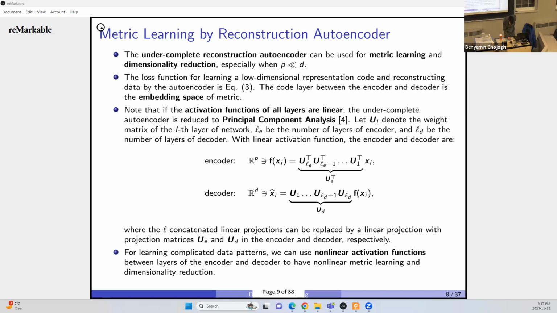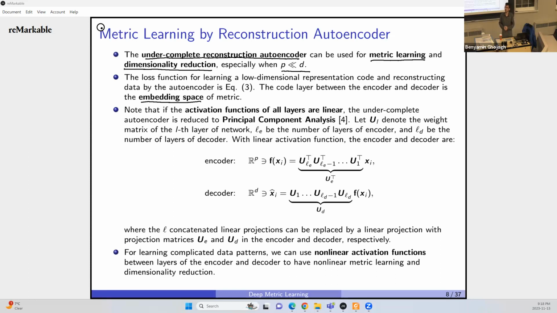Okay. For an undercomplete reconstruction autoencoder, usually p is much less than d. So we compress a lot. And it's used for metric learning. It's used for dimensionality reduction because we are reducing the dimensions from d to p. So you can see the embedding vector in the latent space as dimensionality-reduced data. In the middle, I have the embedding space. In the embedding space, I can do anything.